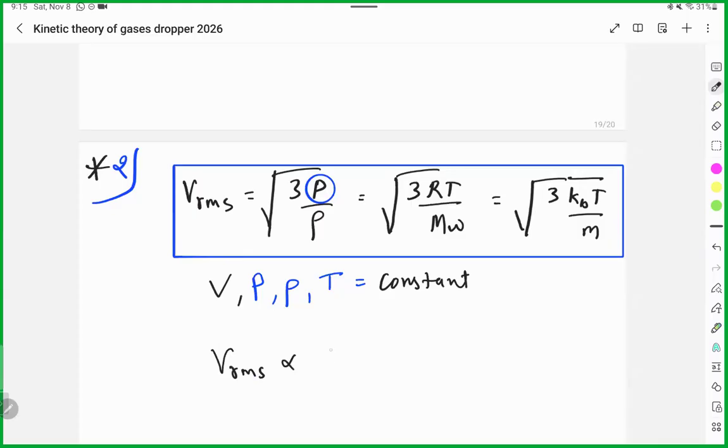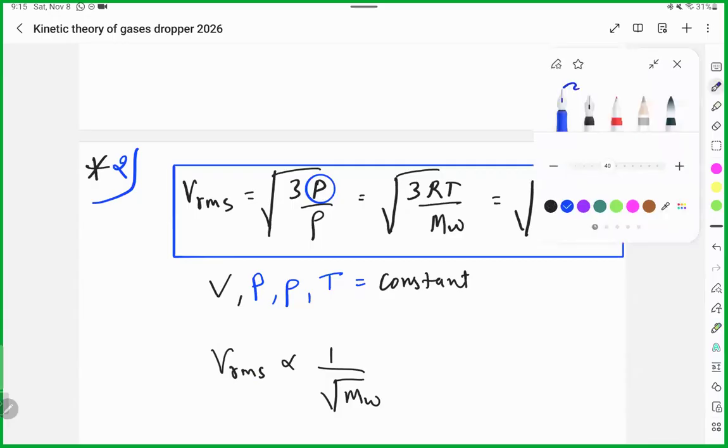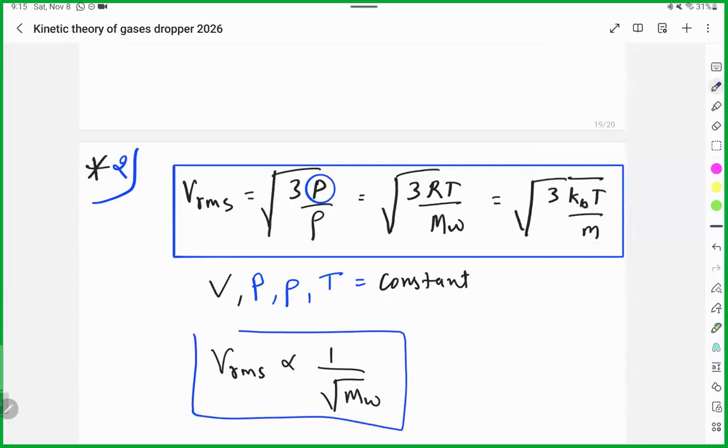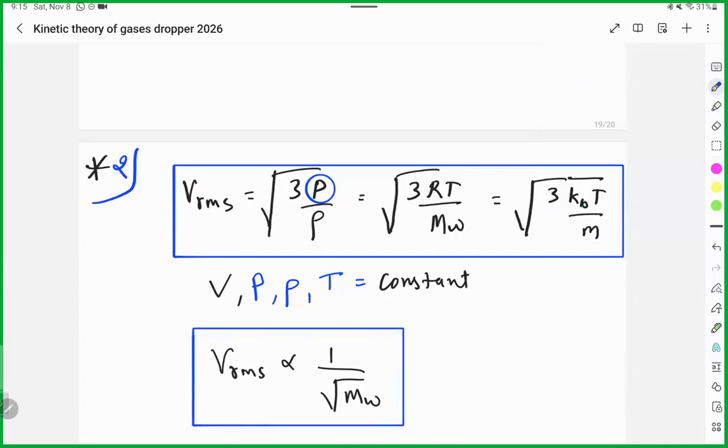VRMS depends inversely upon the molar mass. If molar mass increases, VRMS will decrease. The gas with minimum molar mass will have maximum velocity. And logically this is correct.